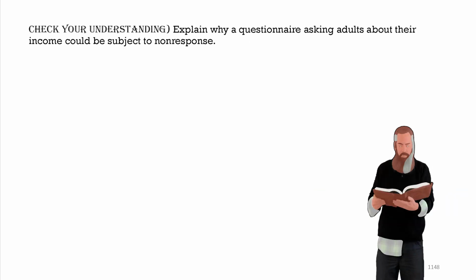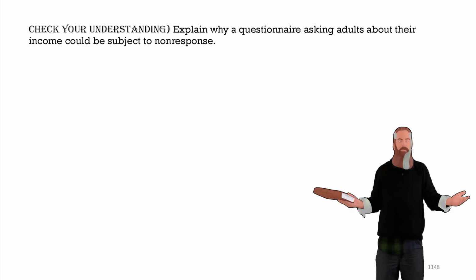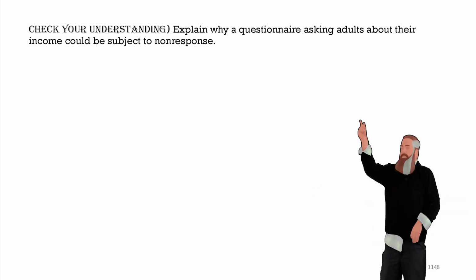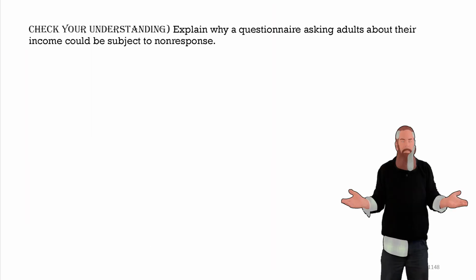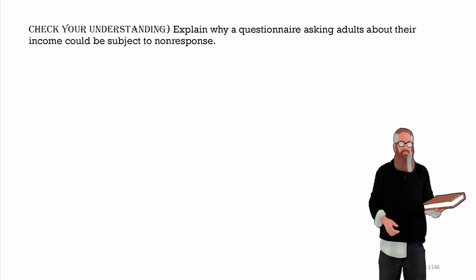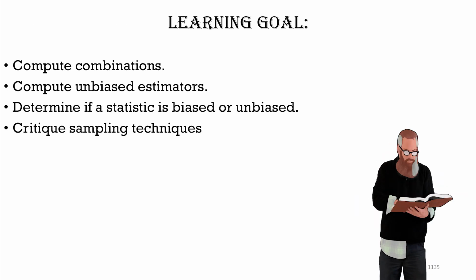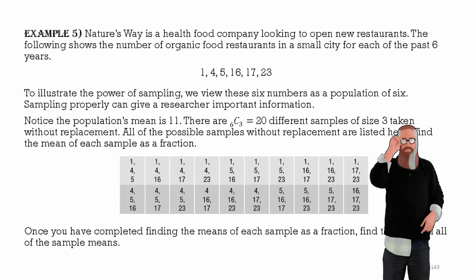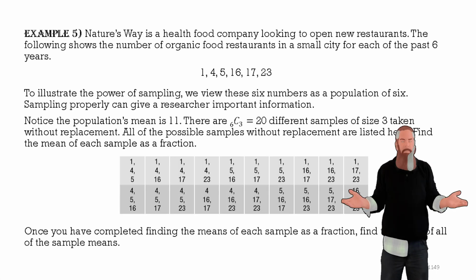Explain why a questionnaire asking adults about their income could be subject to non-response. People are self-conscious about the amount of money that they make. Let's compute unbiased estimators. Nature's Way is a health food company looking to open new restaurants. The following shows the number of organic food restaurants in a small city for each of the past 6 years.